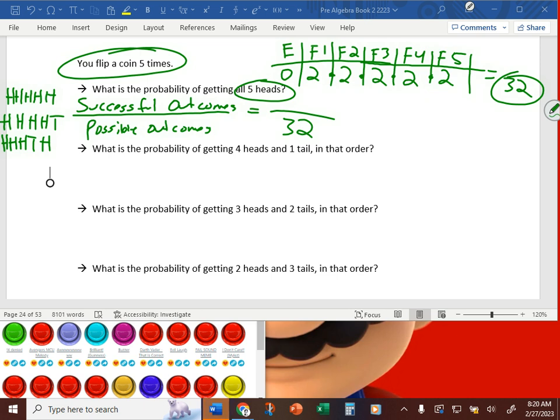Would it be half of them? Just 1. There's only 1 outcome involving getting 5 heads, and that's H, H, H, H, H. Of those 32 outcomes, only 1 involves getting all 5 heads. Not very likely to happen, is it?